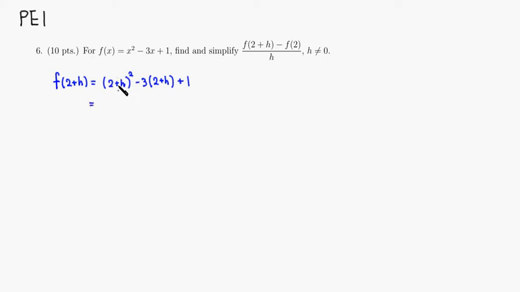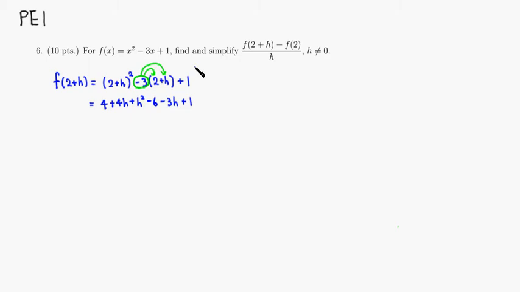Square this guy. 2 squared is 4, plus 2 times h is 4h, and h squared. So that's this multiplied out. And then I'm going to just distribute negative 3 to 2. You get the negative 6. Then distribute the negative 3 to h. You're going to get negative 3h. Then you have plus 1.